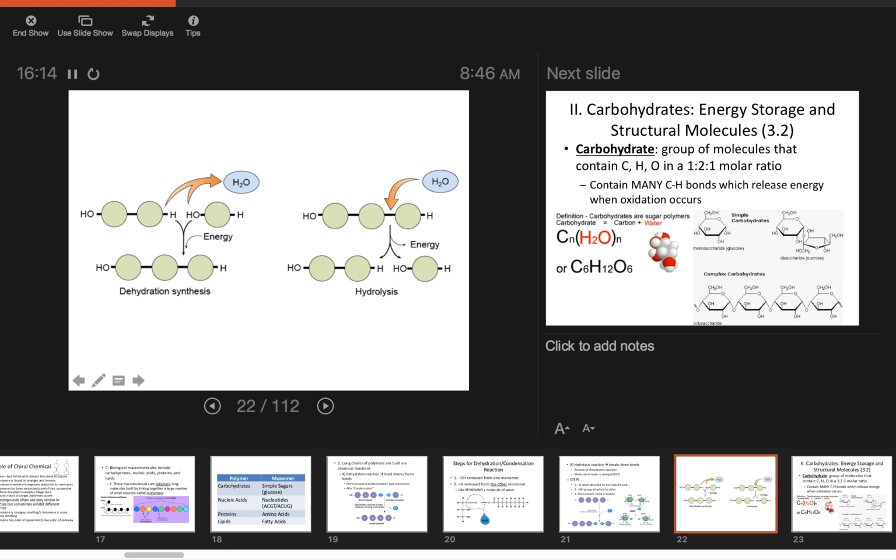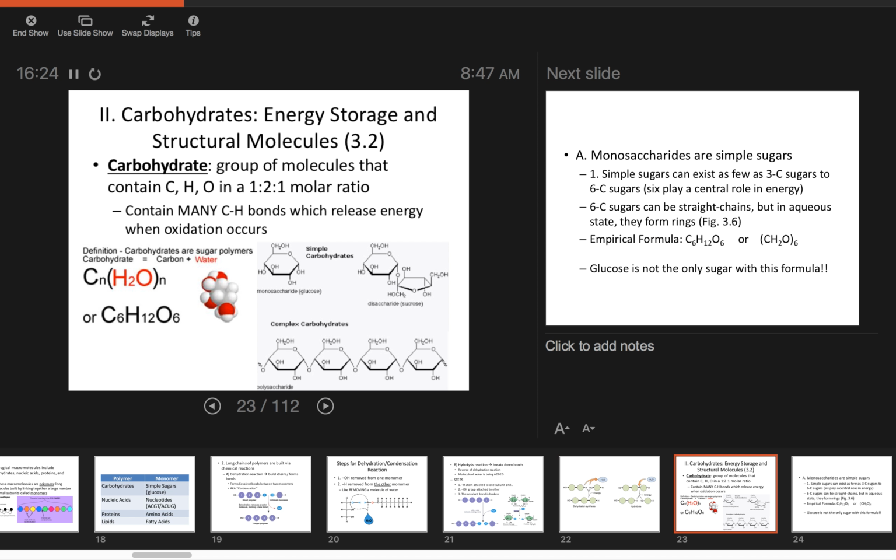So, picture just showing between the two reactions. Dehydration, I make water and form the bond. Hydrolysis, I add water and break the bond. Okay, moving on to carbs here. Energy storage and structural molecules.